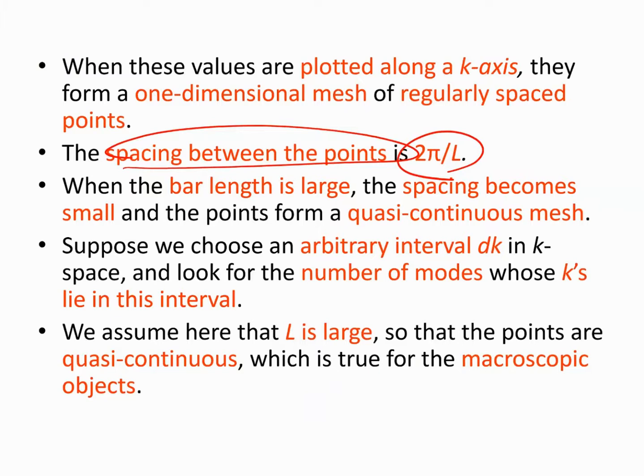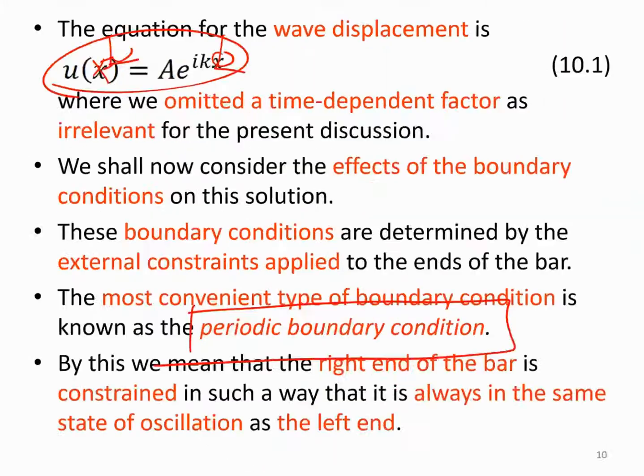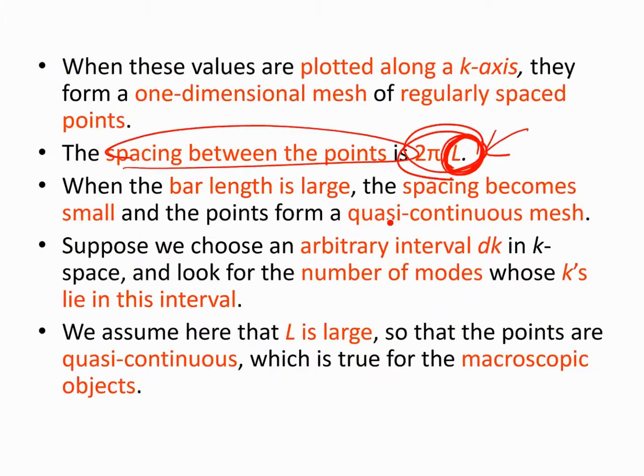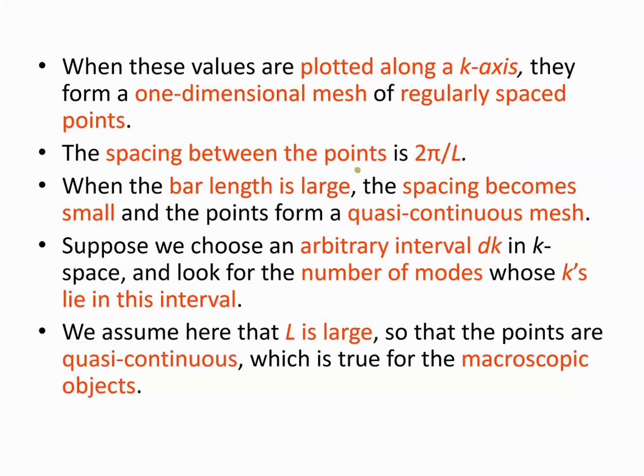Okay, so the spacing is 2π over L, and this 2π over L depends on this L. Only the L is the variable. L means the length of the bar, right? Just now, if you remember, I told you that this L is the length of the bar. If the L is very, very large, that means the spacing between the points will become very, very small. So when L is large, then 2π over L will become very, very small.